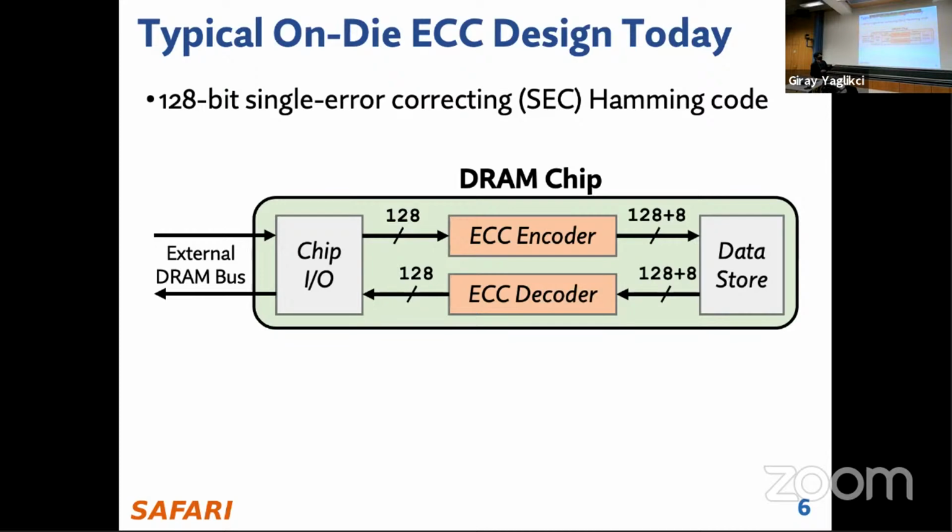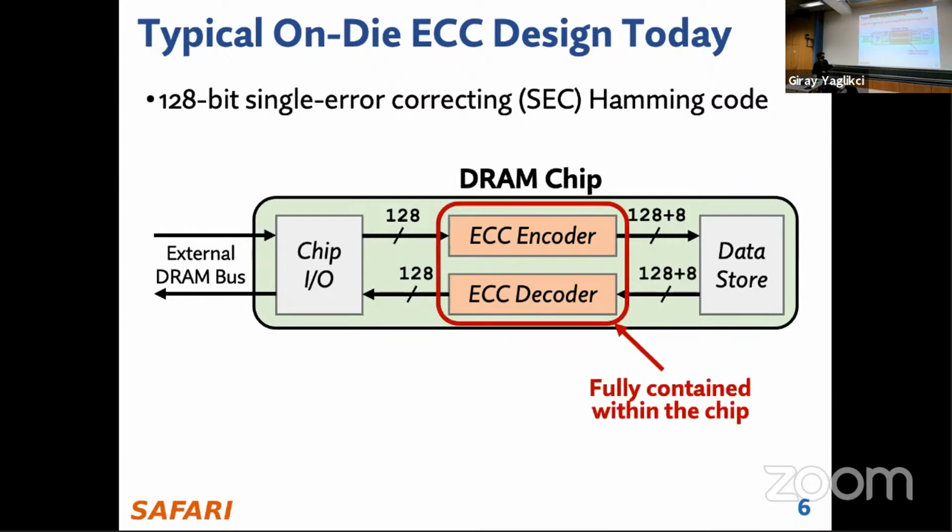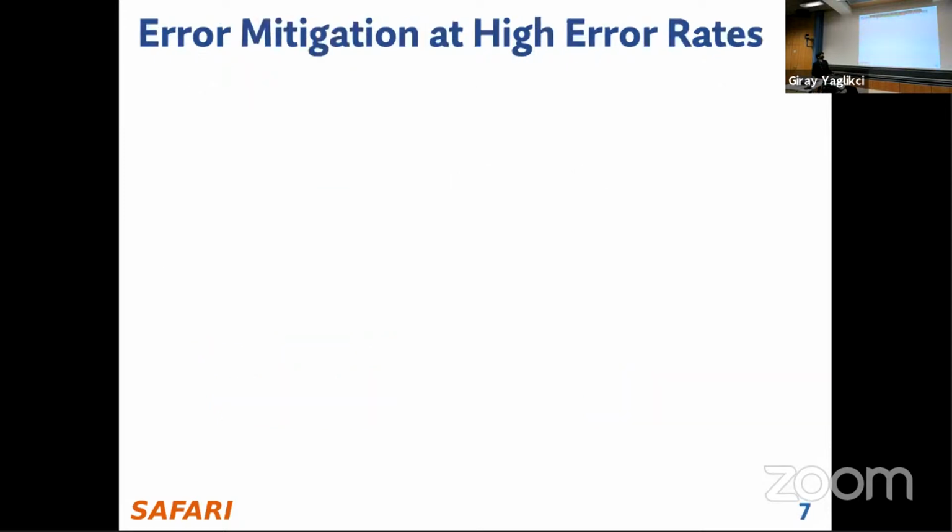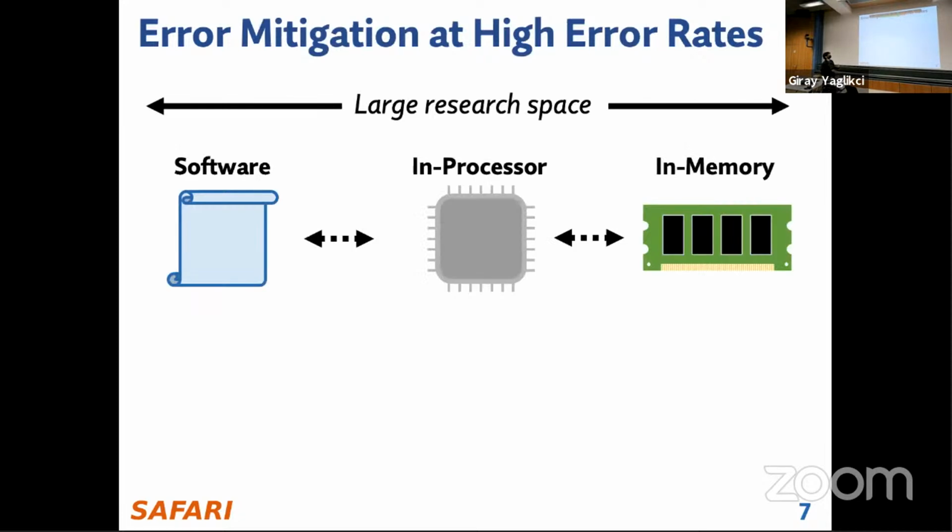There are 2 important properties to note here. First, this on-die ECC is fully contained within the DRAM chip. Because of this, it's completely invisible outside of the chip. The memory controller and CPU and so forth are unaware that on-die ECC even exists. Okay, now let's move on to talk about these more advanced error mitigation mechanisms that I referenced.